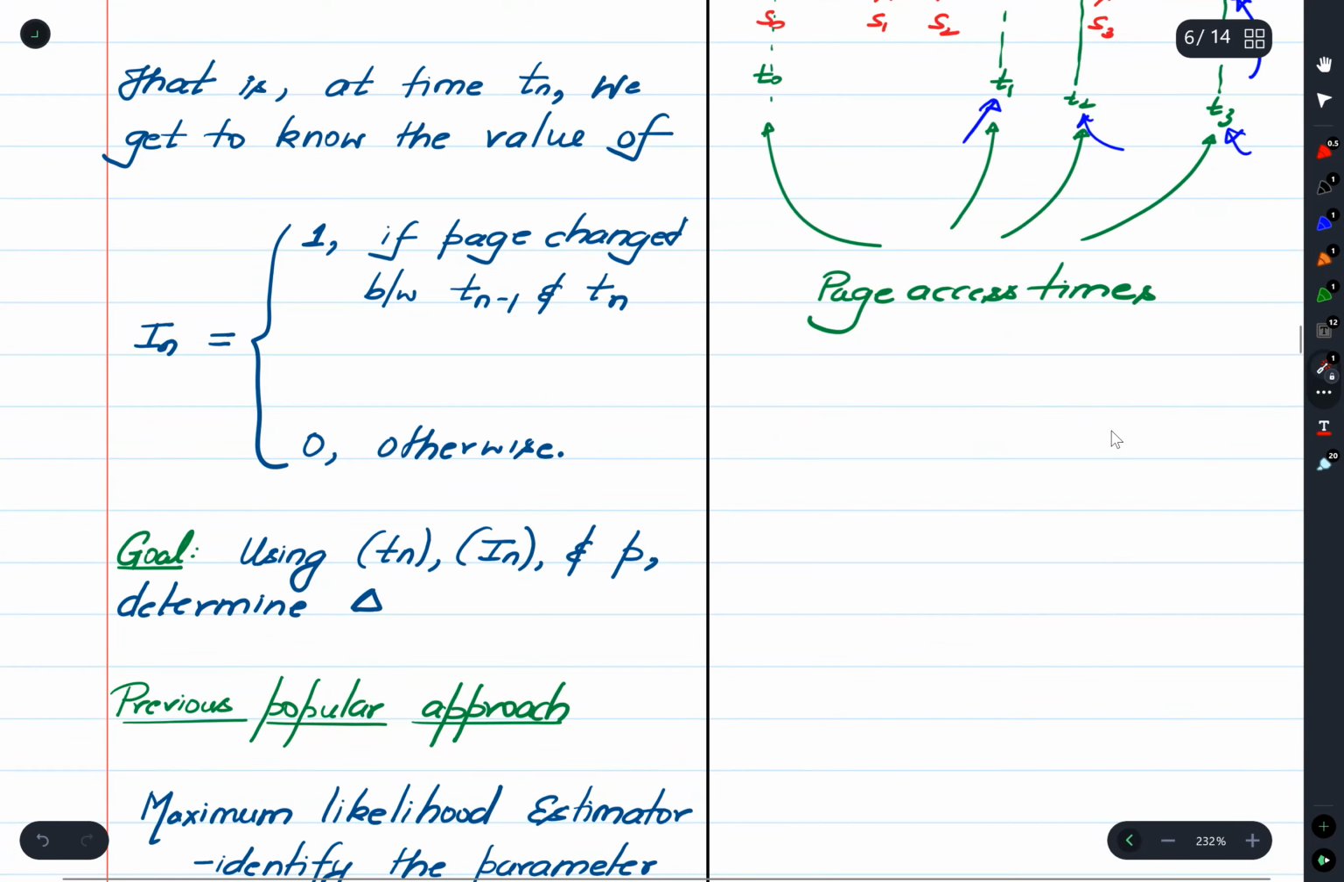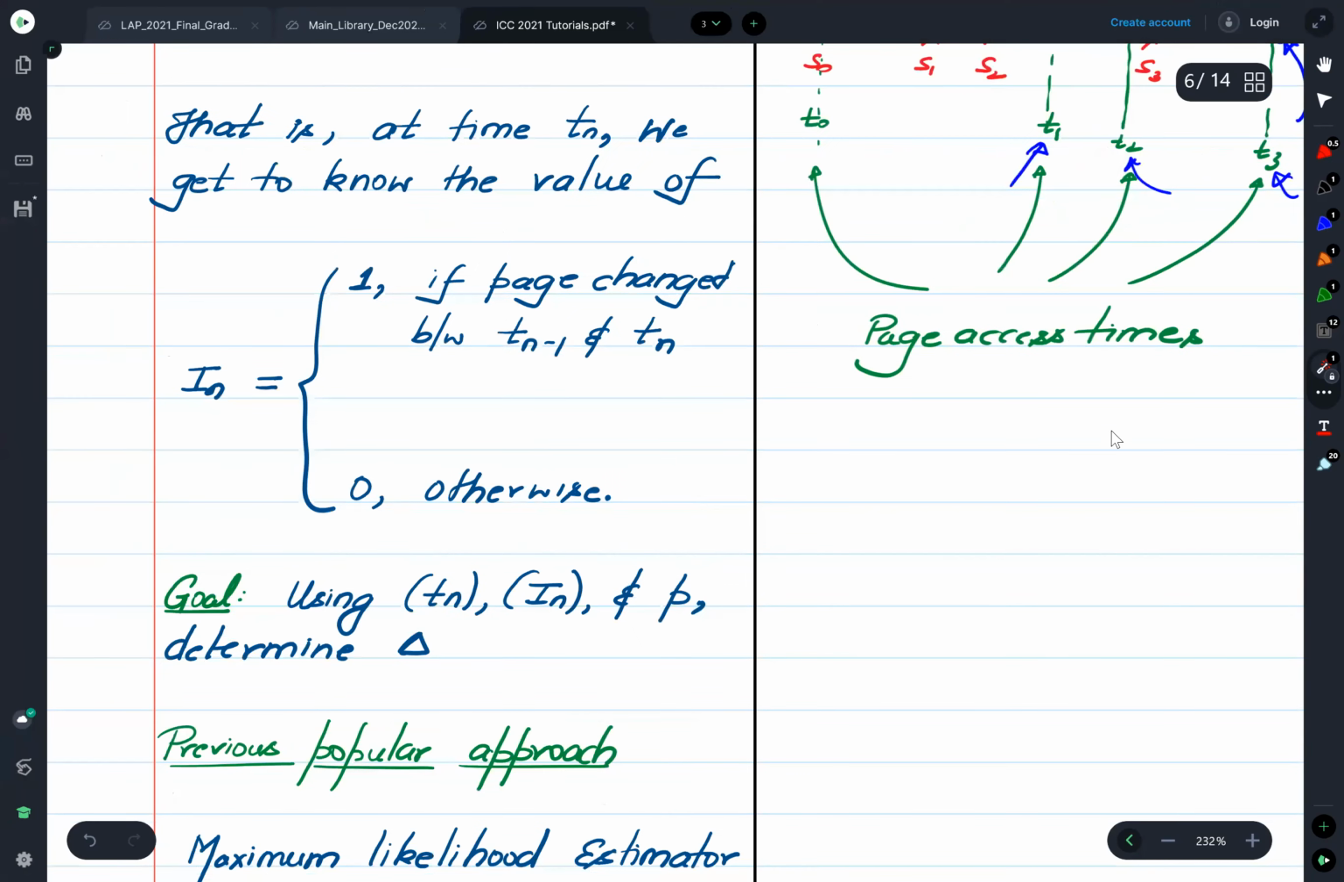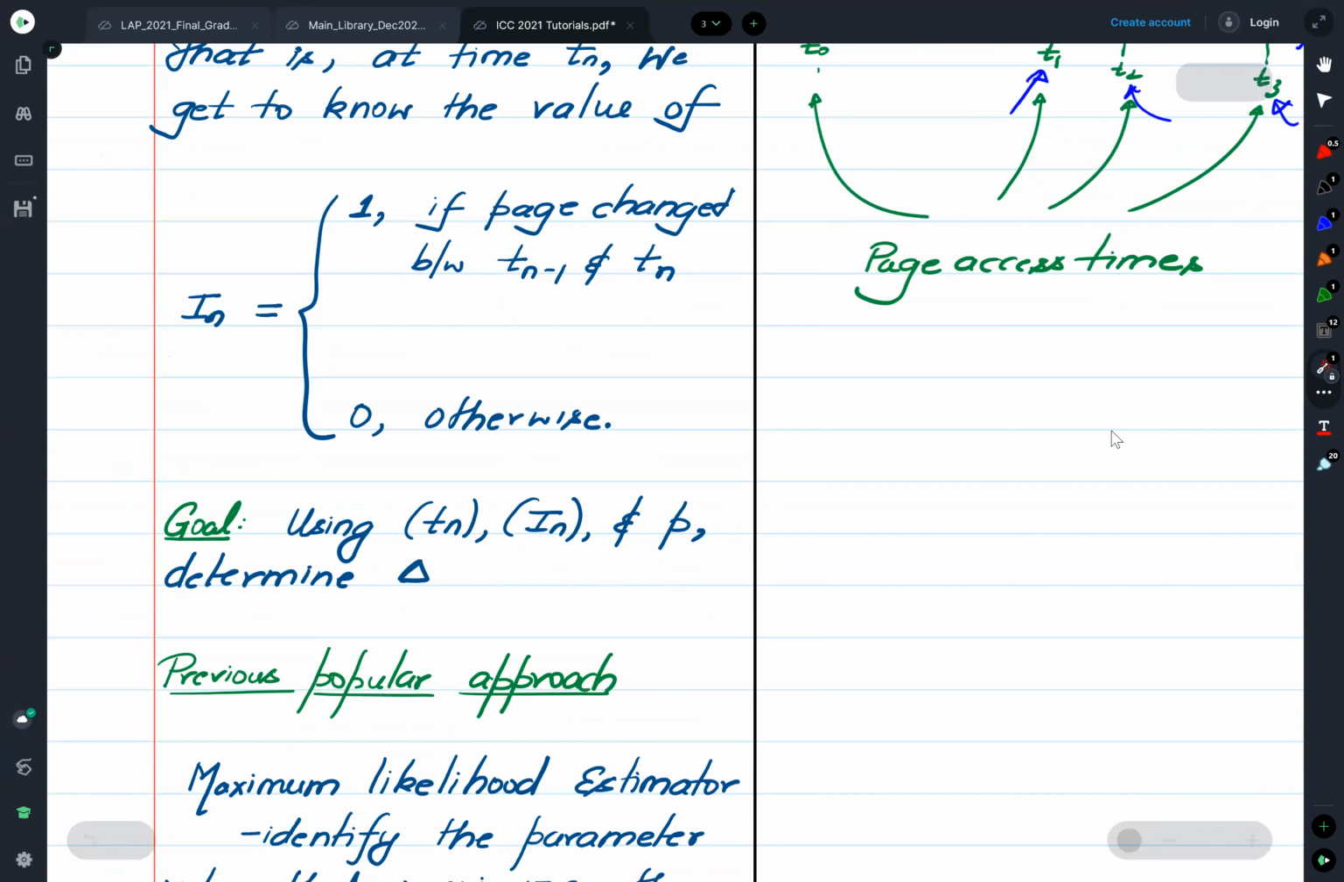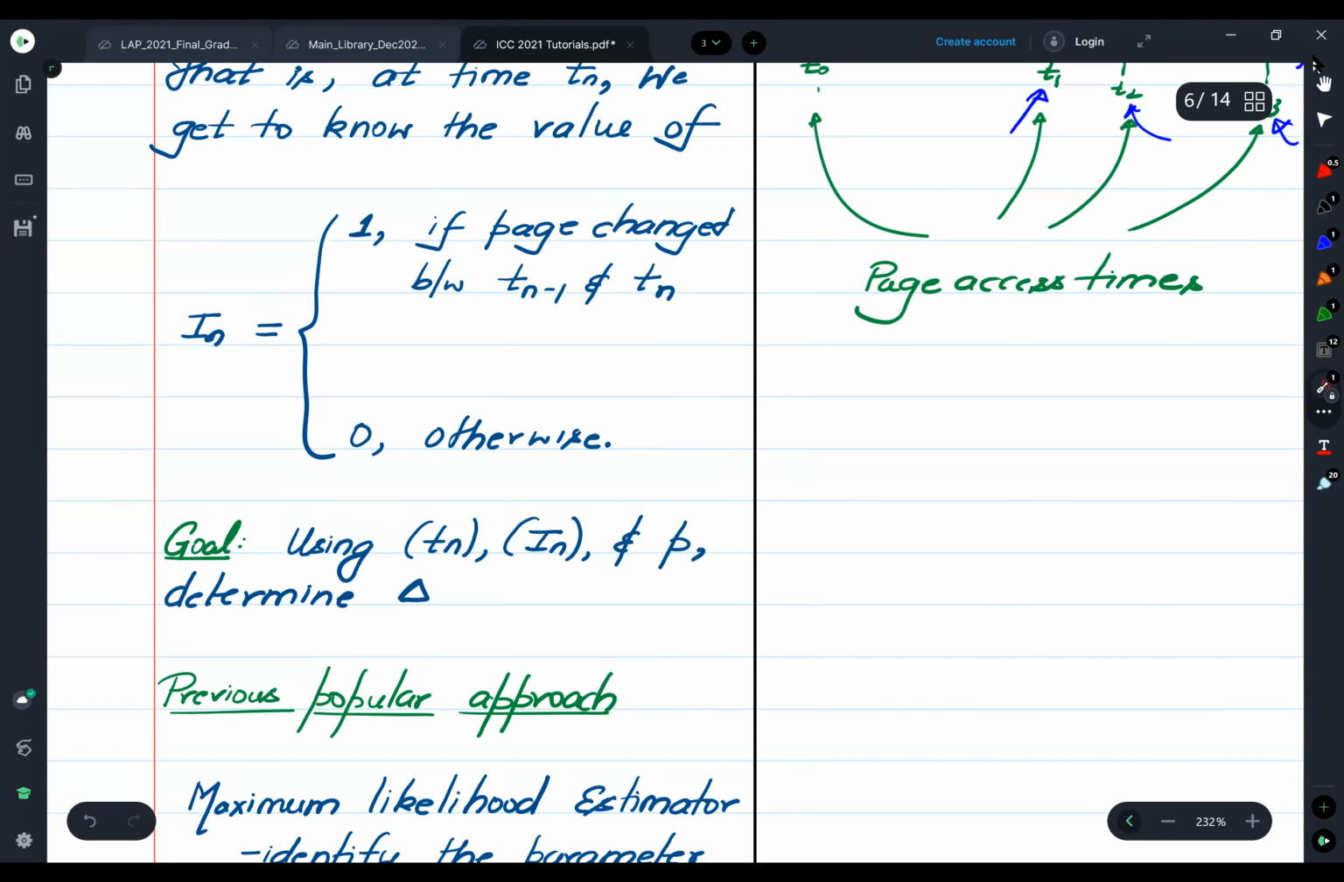Is that okay? So notice that we don't have the knowledge of Sn and we don't have the knowledge of delta. Instead, we have knowledge of Tn, In, and p, and using just this information, the goal is to determine the value of delta. Is that okay? So let me pause here for a second or two. If there are any questions with regards to the problem setup and the goal of the problem, this may be a good point to ask.